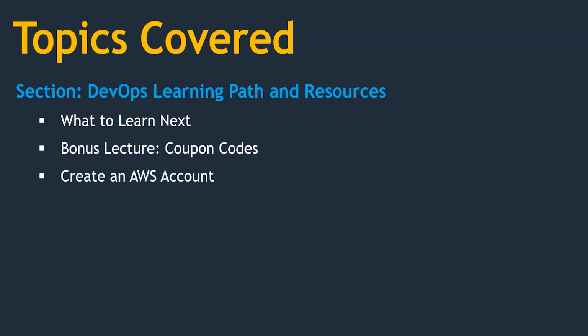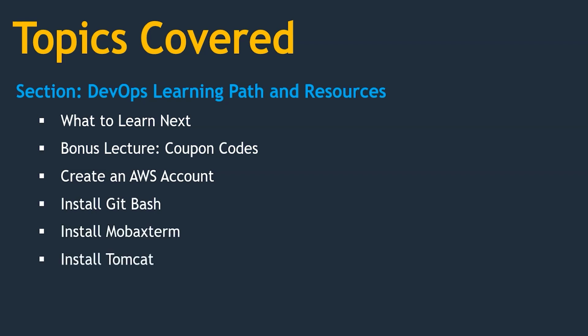You may come here and check out how to create an AWS account, install Git Bash, install MobaXterm, and install Tomcat. These installations are needed to practice this course, but most people have already set them up. That's the reason that instead of adding them in between our course, I kept it as a separate section. So if you are not aware of this, you can come over here and check it out.